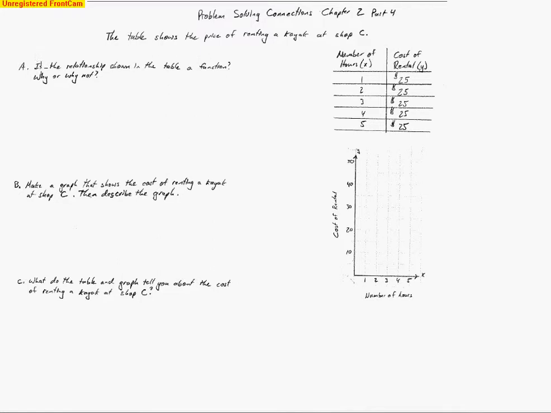And so question A is asking, is the relationship shown in the table a function? So remember, a function is when each domain has one range, or each input has one output. And so remember, the input is the x value, and that's the number of hours, and the output is what we're charged, which is the y value, which is the cost of the rental. So we would say yes.